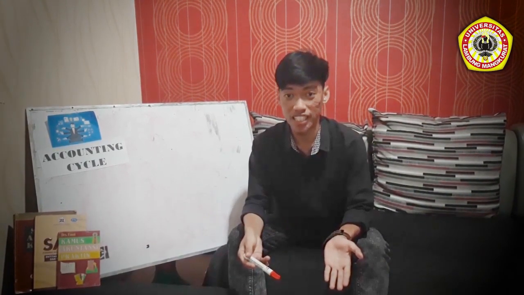We will discuss the accounting cycle for a trading company. The accounting cycle is the process of making company financial statements for a certain period. A trading company is a company whose main business is buying goods from a supplier and reselling them to customers without changing the shape of the goods.